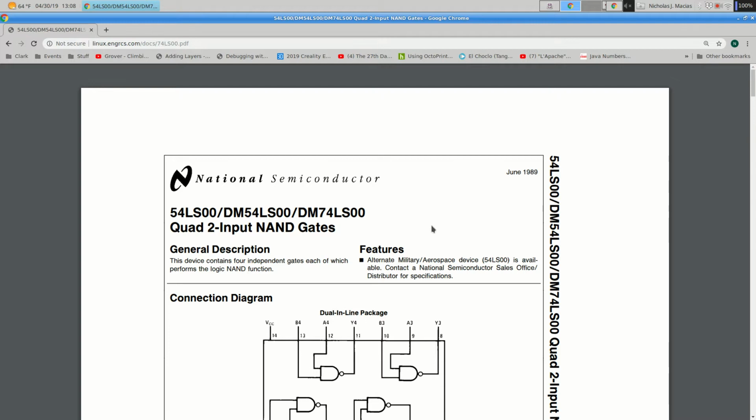So 54LS00, DM54LS00, DM74LS00. And most of these chips, they come in pairs. There's a 54 series and a 74 series. And all of our parts, there's 74LS something, something, something. But there's almost always a 54LS version.